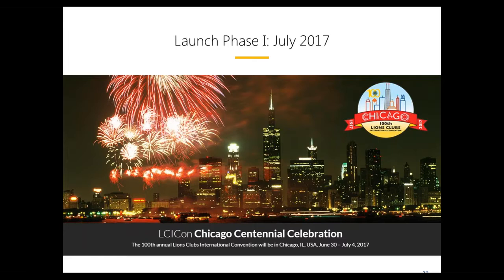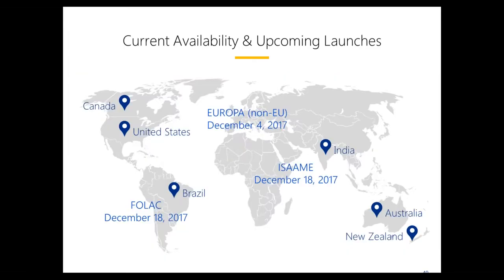Now let's talk about where MyLion is available and where it will be coming to soon. In July 2017, MyLion became available to Lions and Leos in India, the United States, Canada, Brazil, Australia, and New Zealand in the following languages: English, French, Spanish, and Portuguese. We follow best practices in rolling out new technology, a few regions at a time, to ensure we can manage demand and provide a quality experience. We are now ready to expand to our next group of countries in December.